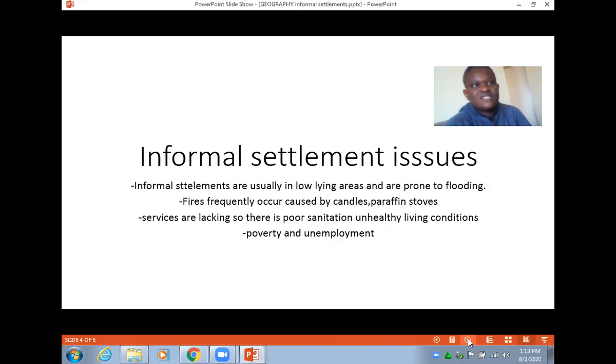They also lack services because it's people building their own houses. It means that they lack services like tapped water, electricity. And if there is no tapped water, electricity, there are no toilets, then it means that they live under very poor unhygienic conditions, because everywhere is a toilet for them, and this can lead to spread of diseases.